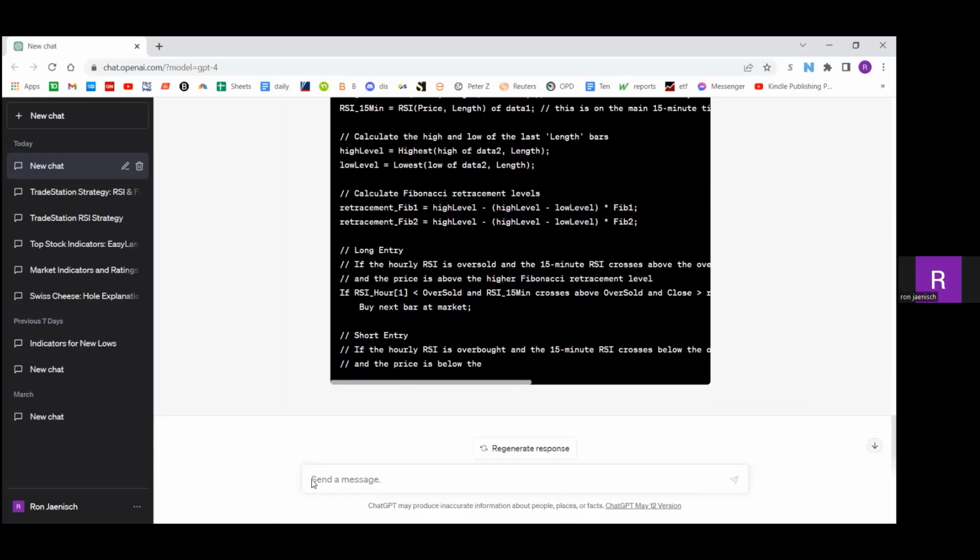In fact, I'll ask it to do exactly that. Give me a simple function that turns 15-minute bars into hour bars in TradeStation. It should be able to do this, right? It should give the same answer I just gave.